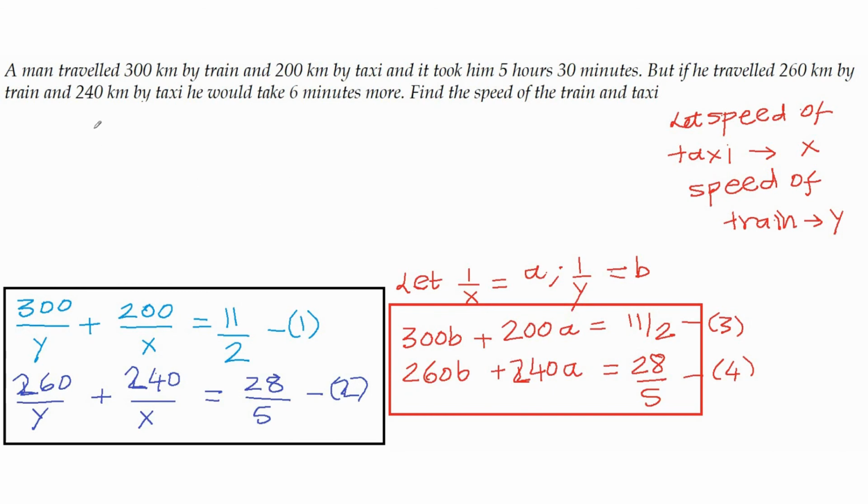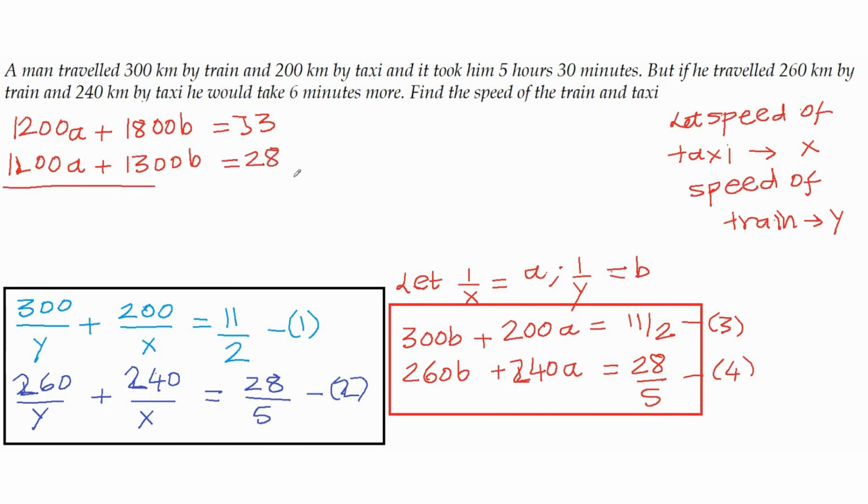I will multiply the third equation by 6. So I get 1200a plus 1800b is equal to 11 by 2 into 6 is 33, right? This is 33. And let me multiply the fourth equation by 5. So it becomes 1200a plus 260 into 5 is 1300b is equal to 28 by 5 into 5 is 28, right? And now time for subtraction.